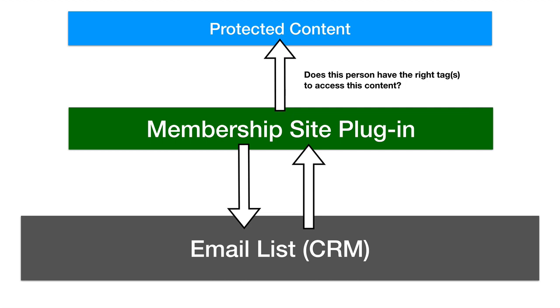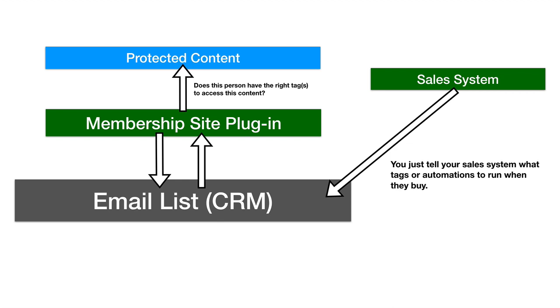And so we have this two-way interaction between our email list and our membership site setup in this case, because they're talking to each other constantly. When something changes in the email list CRM, it's going to control what happens on the website. So if they buy something, we are just going to tell our sales system, tag them as a customer, tag them as member level A. If they buy a course, tag them as saying, yep, they bought that particular course.